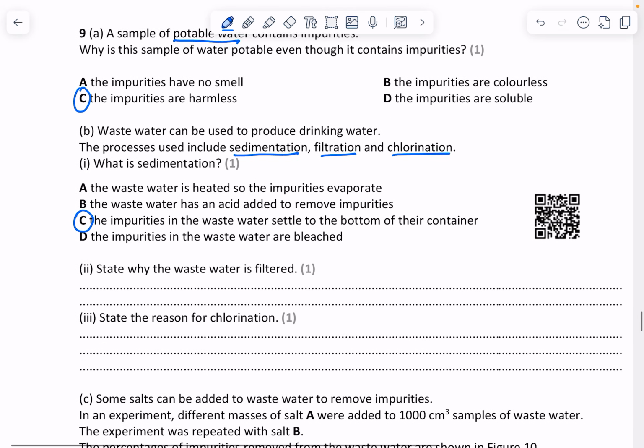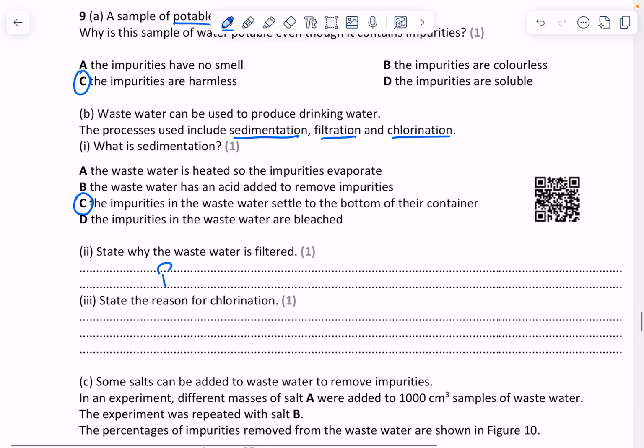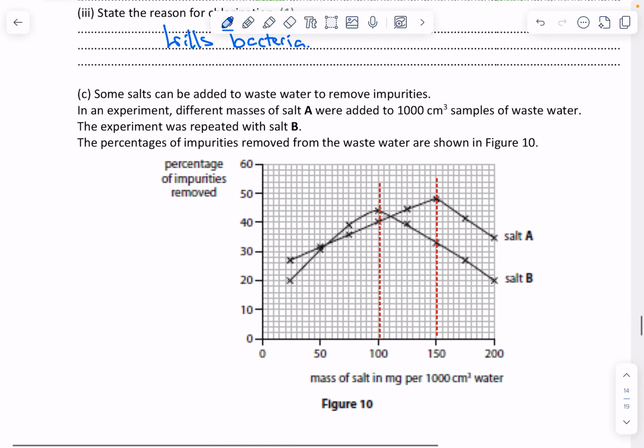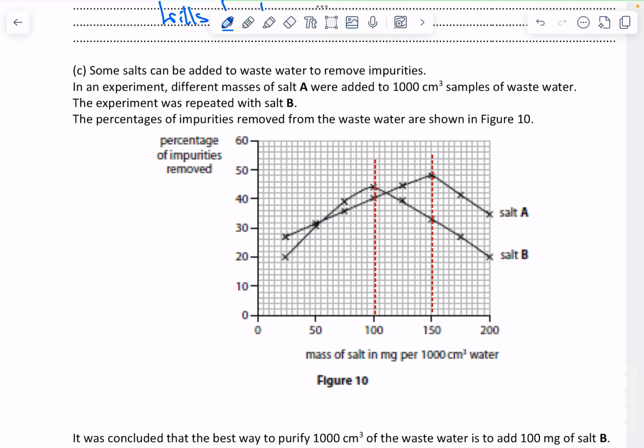State why wastewater is filtered. So that is to remove insoluble substances. Chlorination is because chlorination kills bacteria.